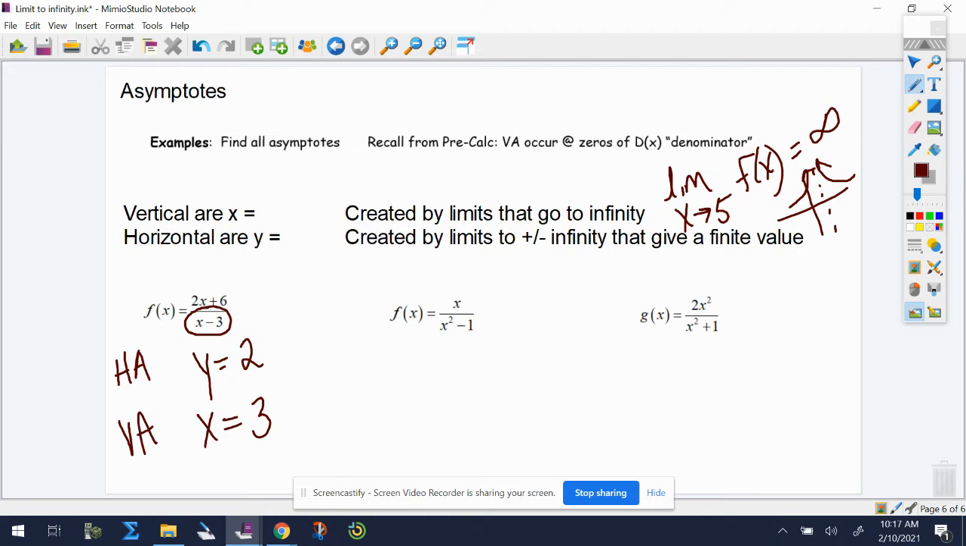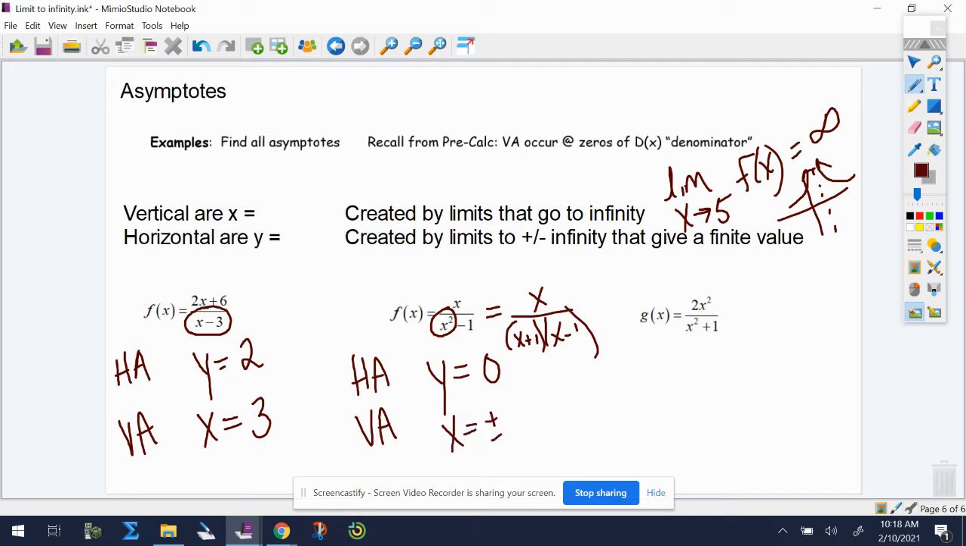So that will be our vertical line that represents the vertical asymptote. For the second one, horizontal asymptote, looking at the degrees, this time we have a bigger degree on the bottom, which means my limit as I go to infinity is going to be 0, which is going to create a horizontal asymptote at y equals 0. Now my vertical, you can actually factor the bottom. It factors x plus 1, x minus 1. So we have two vertical asymptotes, which happen at x equals 1 and at x equals -1.